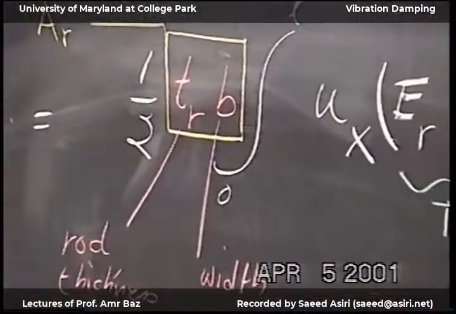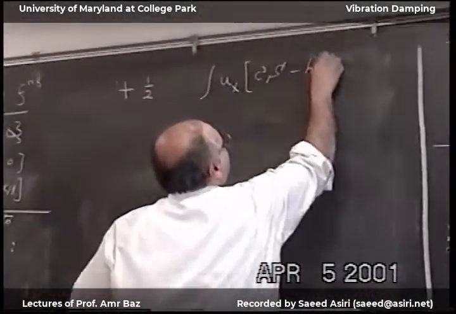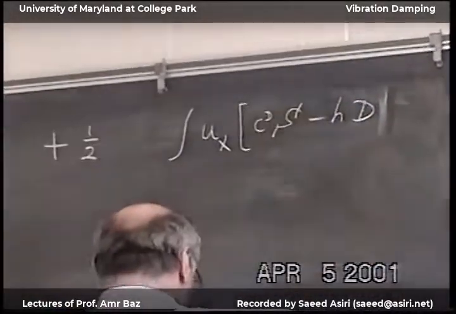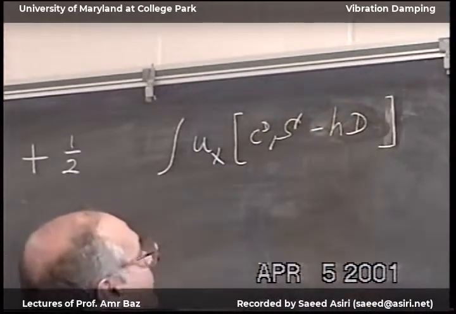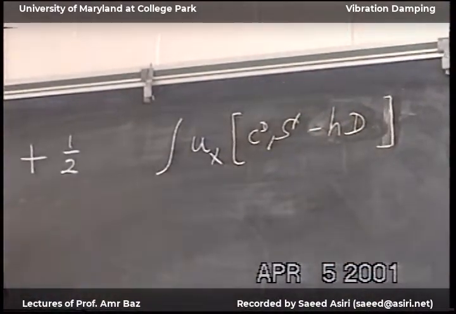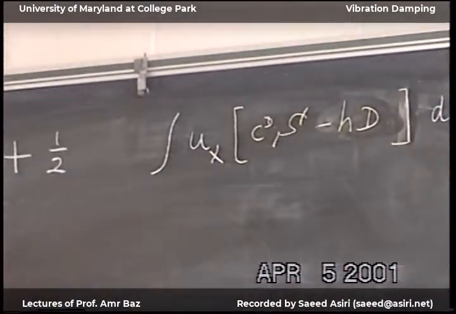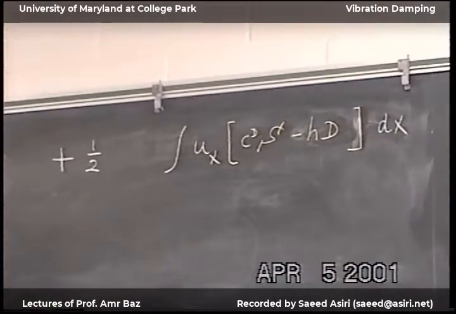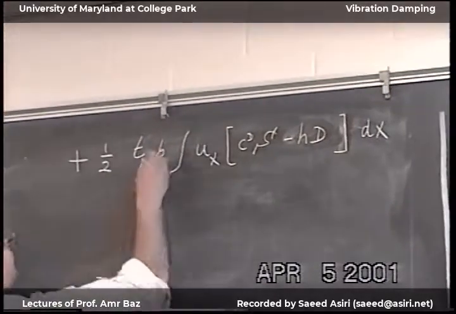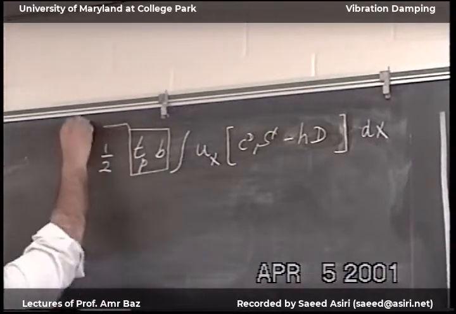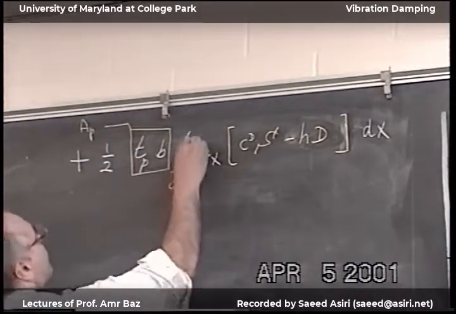C D and S minus H and D, and then dV. Now for the piezo, this would be dx, and then I'll have the thickness of the piezo times the width of the piezo, T piezo and B, and this would be the area of the piezo, cross section, AP, and the integral from 0 to L.